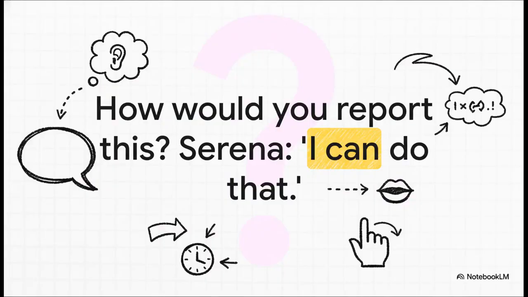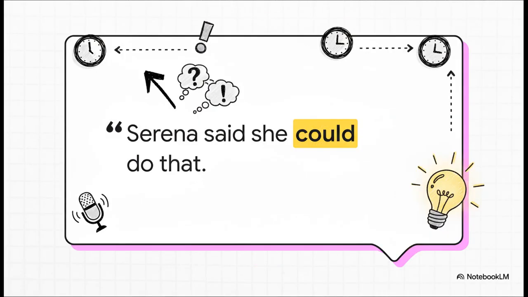Okay, pop quiz time. Your turn to try. Serena says, I can do that. Now, based on the rule we literally just covered, how would you report what she said? Go ahead and pause the explainer for a sec if you want, and just say the answer out loud. So, did you get it? I bet you did. Can just flips to could. Serena said she could do that. Nice. See? You're totally getting the hang of this.